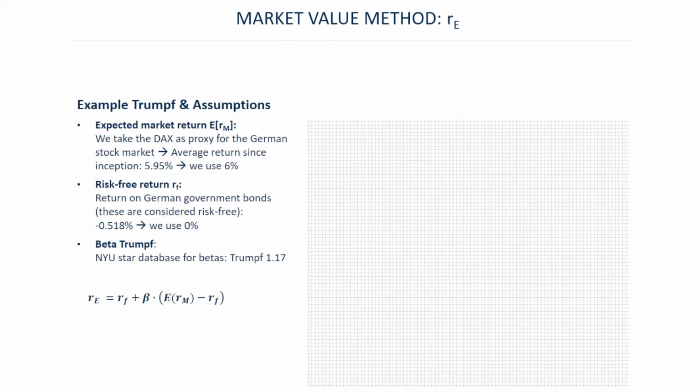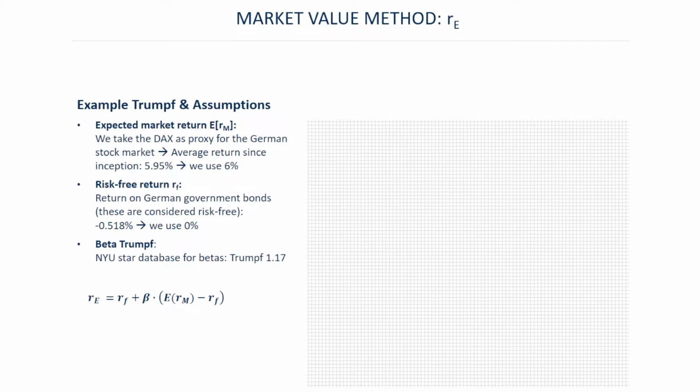Let's say we use as market the German stock market index DAX. It's not the best market proxy. We could use a bigger index, but just for the sake of this example, let's use the DAX. The average return since inception of the DAX was about 6%. So let's use 6% as market return.